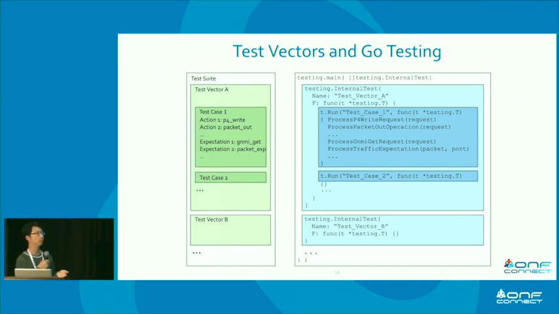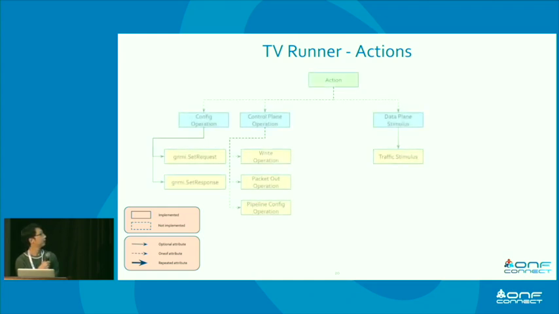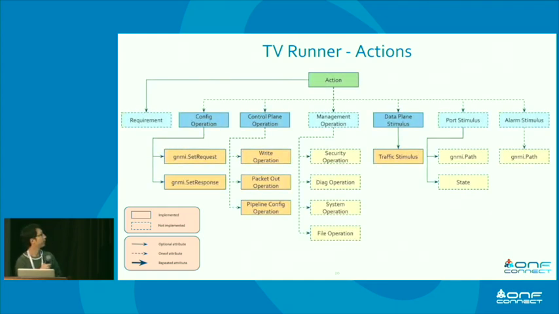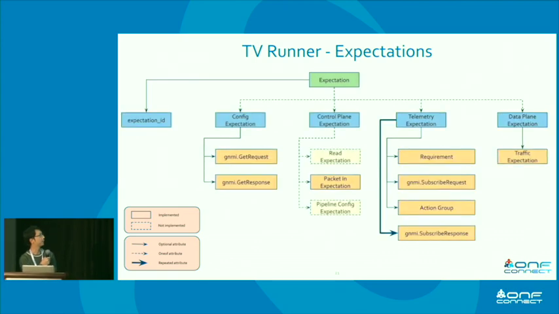Eventually, we will support all the types of actions and expectations, but we are not there yet. In terms of what we have implemented, again we're using this diagram, but the boxes with the solid lines are the operations that we already support. And the others are the missing parts. I'm going to skip the detail of this due to the time limitation. But it's the same case for expectations. Actually, we have implemented most of this, but there are still some missing parts here.